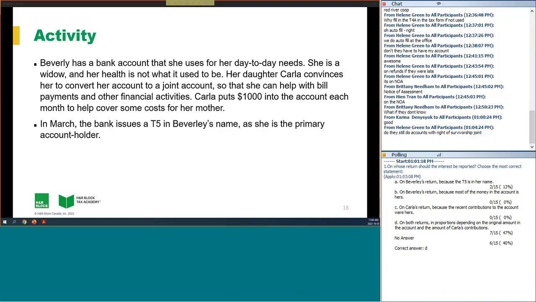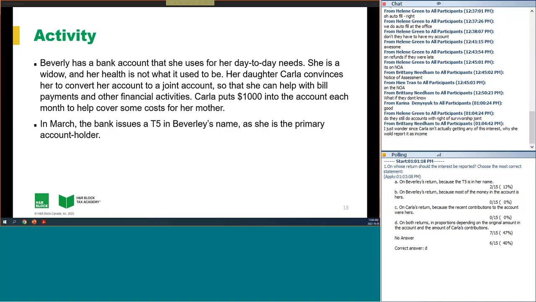And Helene, do they still do accounts with right of survivorship joint? That is a thing that exists. In Canada, there are special rules from the bank's perspective of what happens if someone dies while they are holding a joint account with someone else. We don't need to worry about that so much for this.